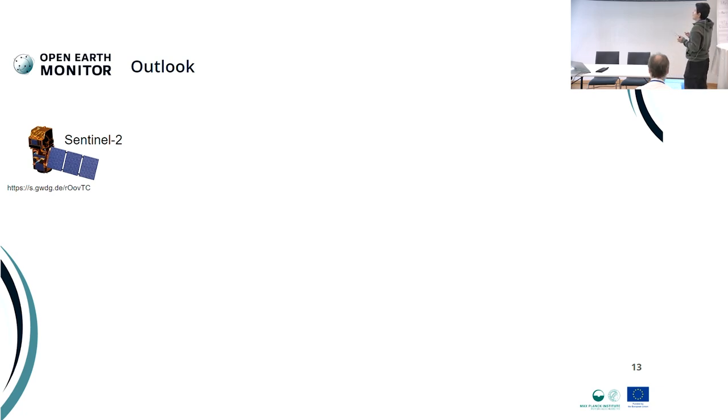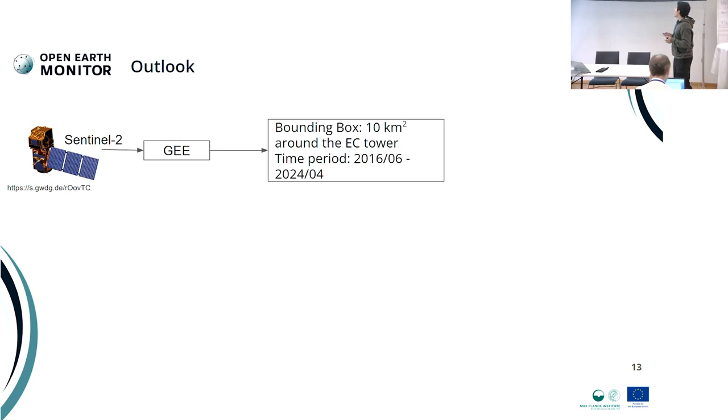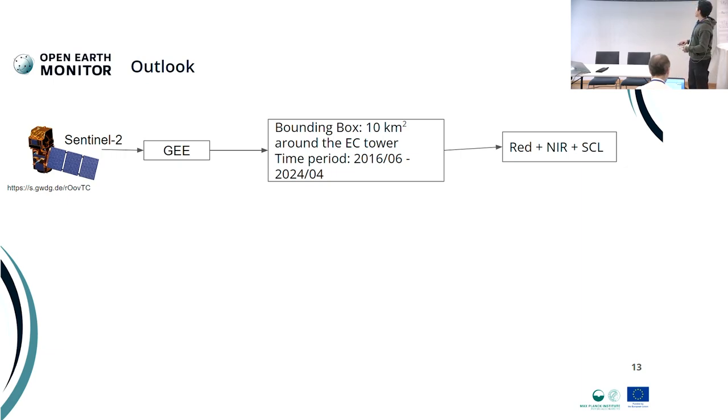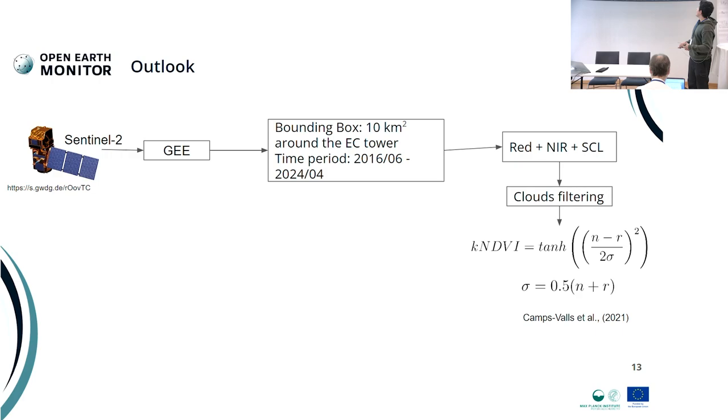So we collect Sentinel-2 images for each one of the sites. For this, we use Google Earth Engine. Then we define a bounding box of 10 kilometers around the tower for the time period of 2016 until 2024. Then we extract the red, near-infrared, and the scene classification map. We filter the clouds, and then we compute the KNDVI.